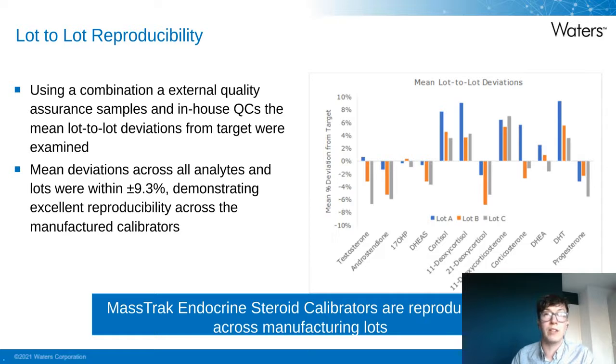And this was following analysis with an in-house validated LC-MS method, the results of which are shown in the figure. So this approach not only demonstrates the accuracy of the calibrators, because we're seeing deviations within plus or minus 9.3%, but by doing that we're also demonstrating the lot-to-lot reproducibility of the manufacturing process. This is important if laboratories seek to maintain their harmonization standards over time using different manufacturing lots of the MassTrak product.